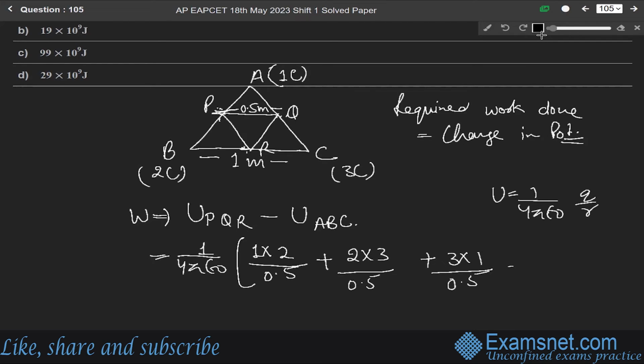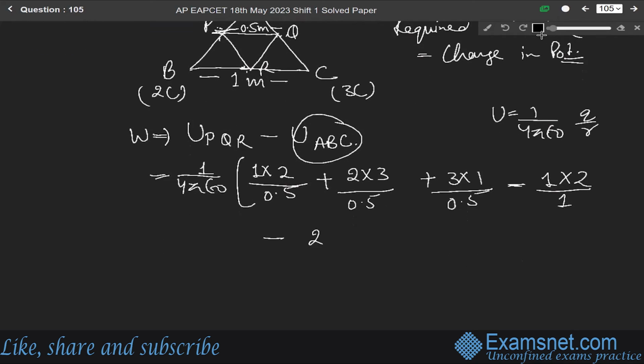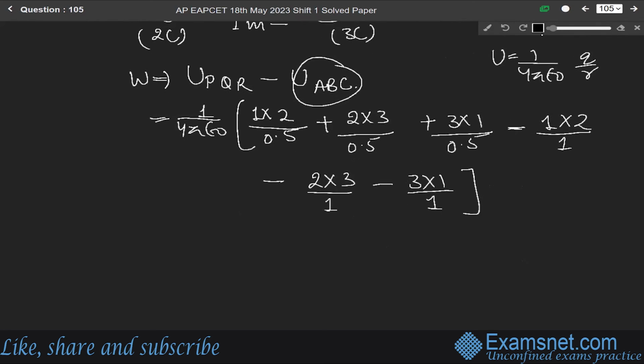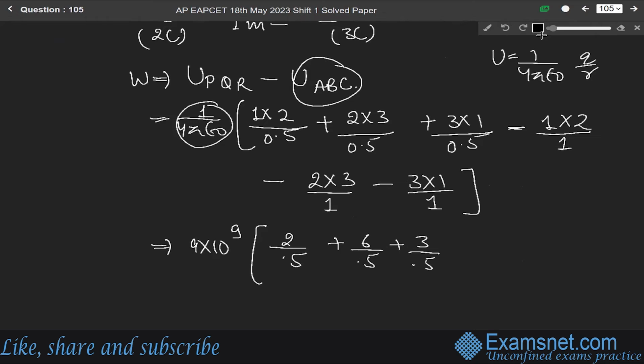And similarly, minus for this 1 into 2 over 1, because the ABC equilateral triangle has a side of 1 meter, minus 2 into 3 over 1, minus 3 into 1 over 1. So solving it, we get 1 over epsilon naught means 9 into 10 to the power 9. This is a standard value. Solving it, we get 2 over 0.5 plus 6 over 0.5 plus 3 over 0.5 minus 2 over 1 minus 6 over 1 minus 3 over 1.